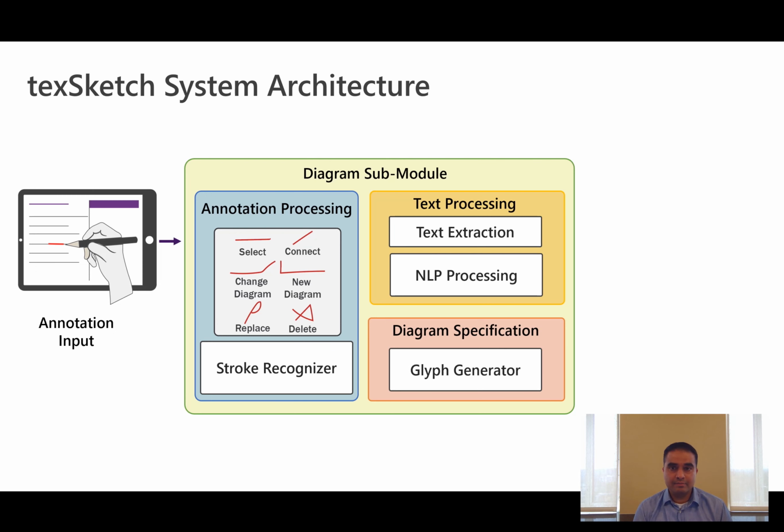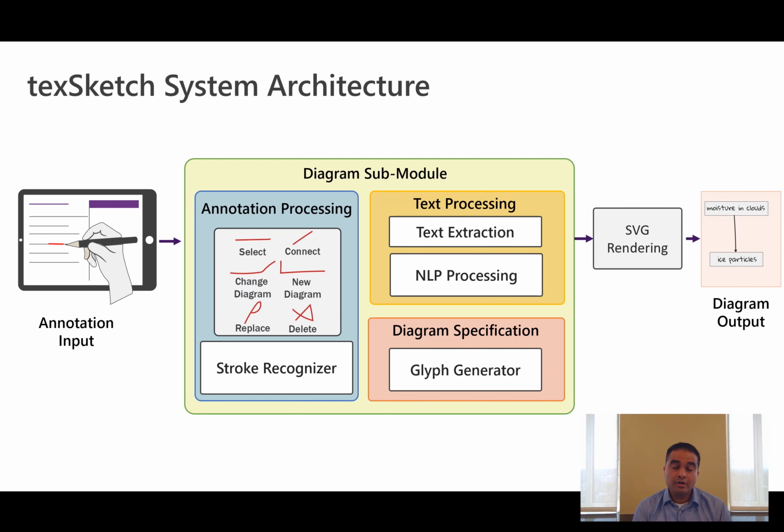When the user inputs an annotation, the Annotation Processing module identifies the right function to execute, the Text Extraction module fetches the text associated with that annotation, and the diagram generator invokes that function using the associated text to generate SVG code. The code is then rendered onto the diagram view by the SVG rendering module. For complete details about our architecture, we refer you to our paper.